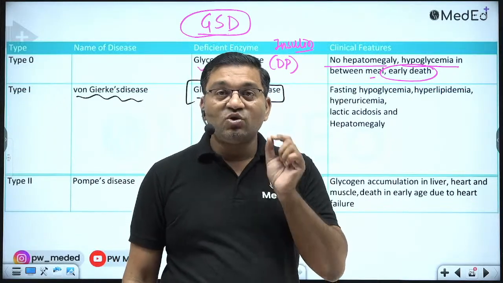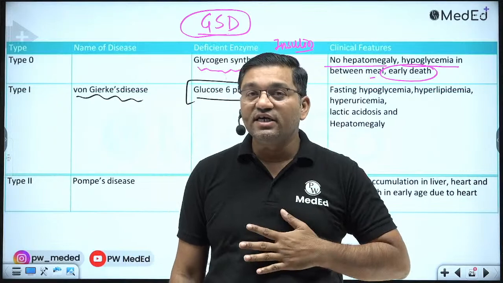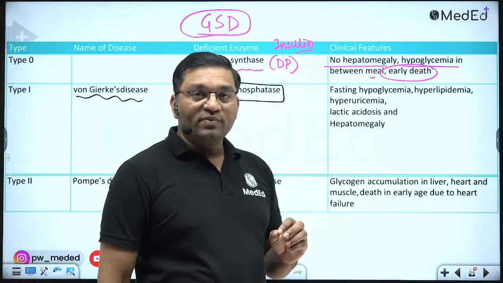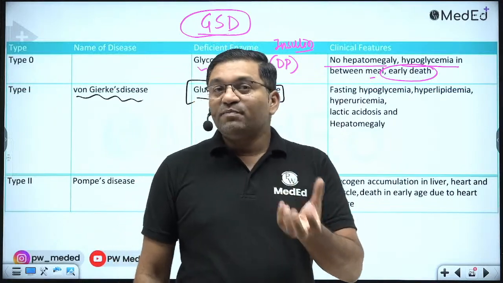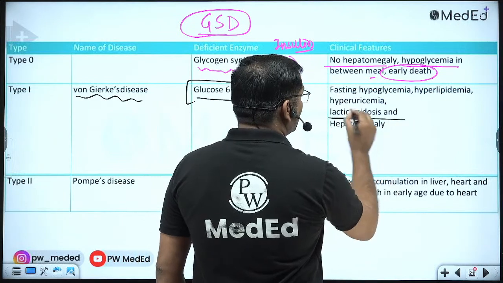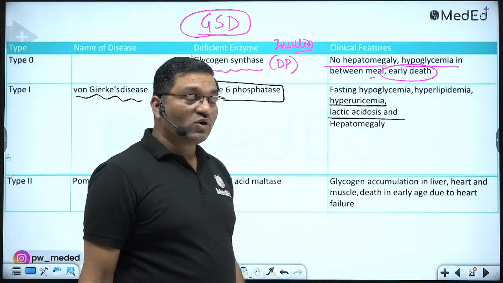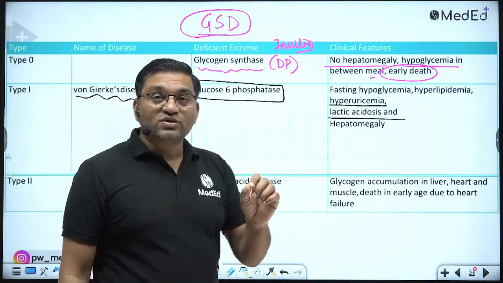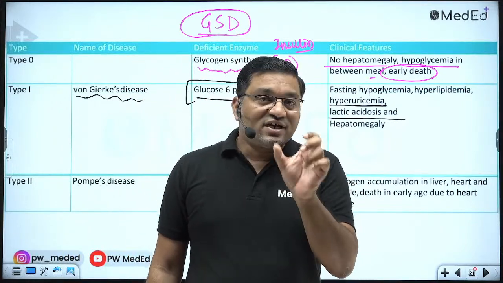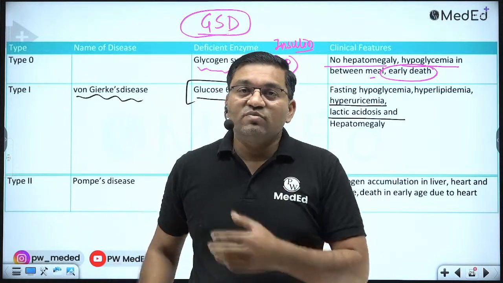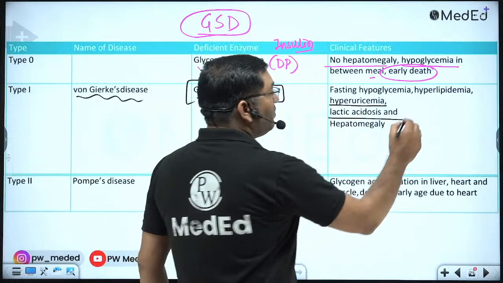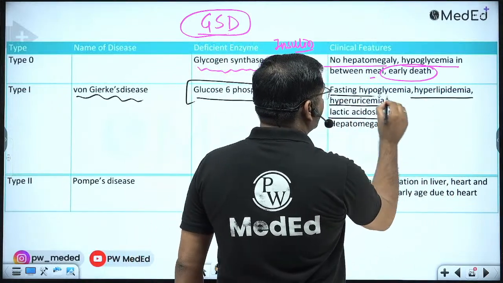There is hepatorenomegaly. Reno means kidney. Apart from the hepatorenomegaly, the blood picture shows lactic acidosis. Increased uric acid is there because of diversion of glucose 6 phosphate towards the HMP shunt. The HMP shunt will generate ribose, and ribose is the starting material for purine nucleotide synthesis. So there is hyperuricemia, hyperlipidemia, and fasting hypoglycemia.